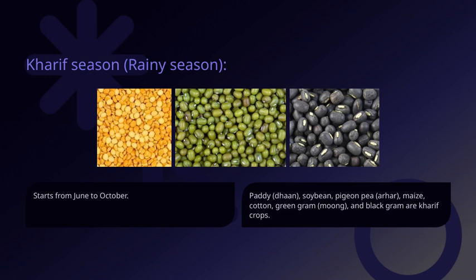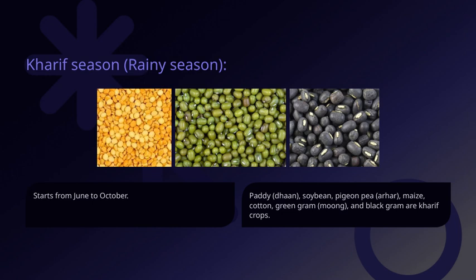Understanding these crops and their growing season is essential because it helps us plan agricultural activities effectively, ensuring good yield and proper resource management. This season is crucial for farmers because it determines the success of their harvests and impacts the overall agricultural economy.